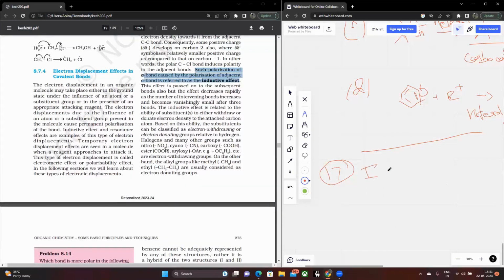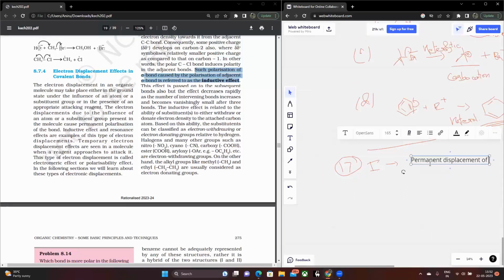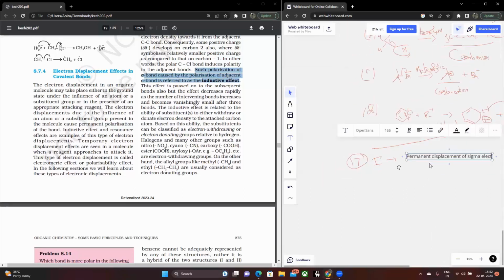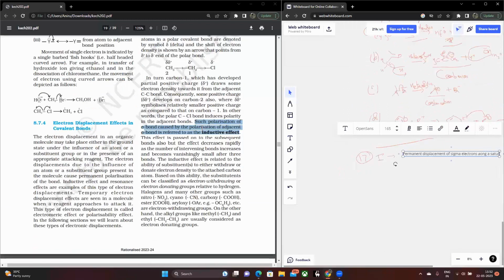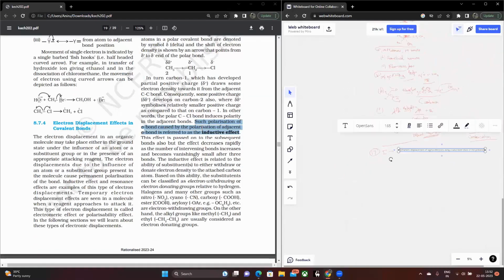So the I effect I can basically write down in text form as a permanent displacement of sigma electrons along a saturated chain in the presence of an electron withdrawing or donating group. Right? Don't worry, I'll zoom in for a bit and I'll show you what I've written.